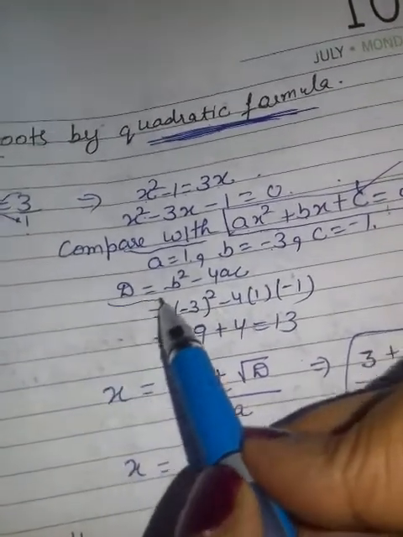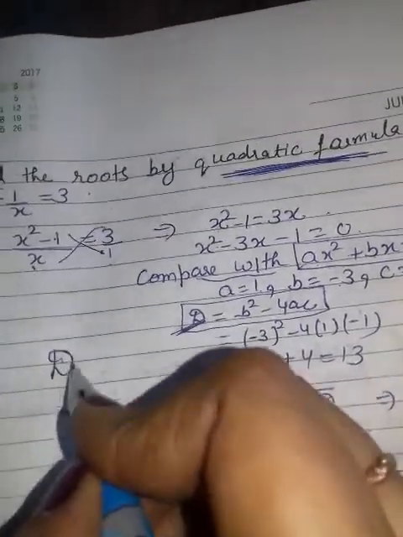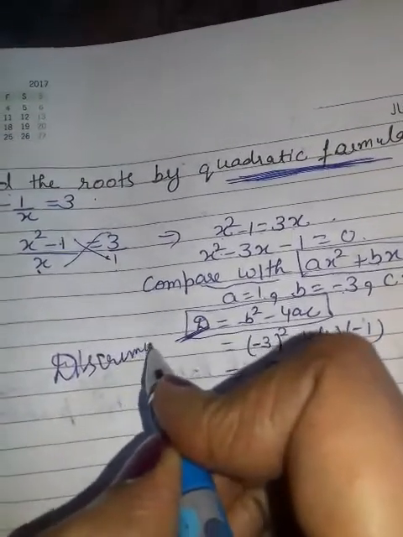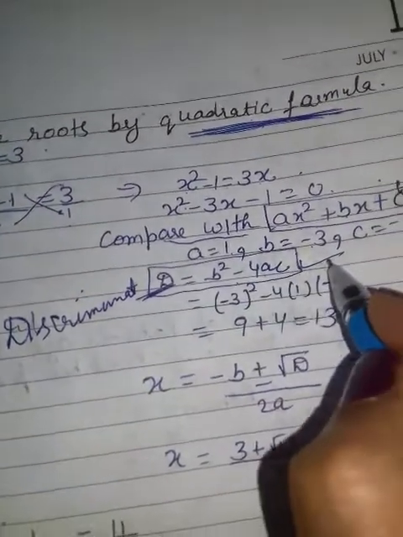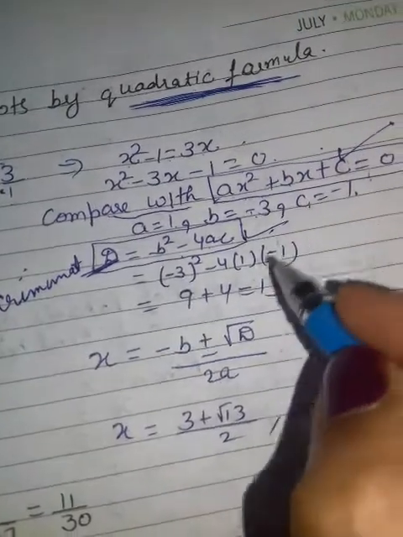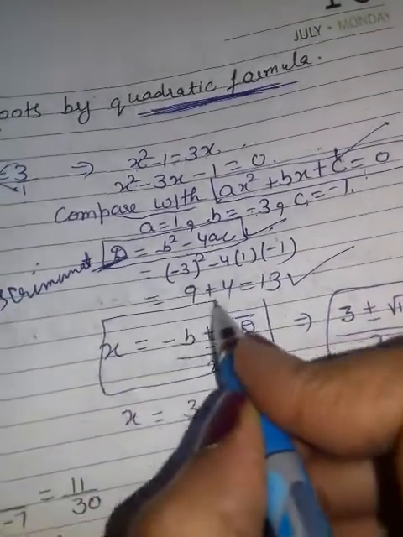So what is the formula of D? Now you are thinking what is D? D is discriminant. What is the value? b square minus 4ac. We will put values. You are getting this. So after that formula is here.